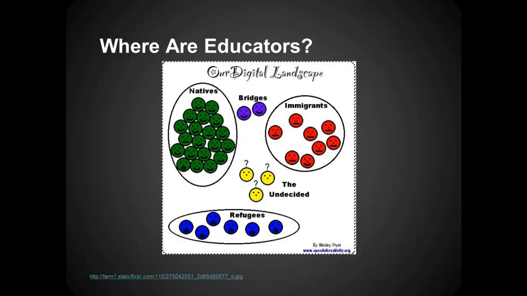Maybe you don't know where you're at. But I have a feeling that a lot of us feel like we are refugees, like we have just been left out in the cold with all of the changes because they happen so fast. And we sometimes feel like we don't have enough training or support. So I want you to think about where are you as an educator.